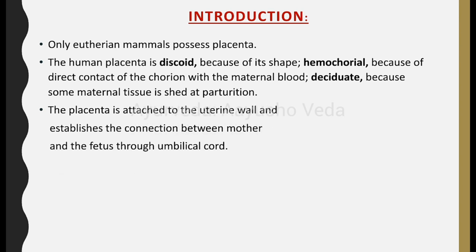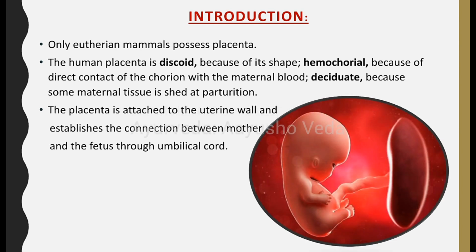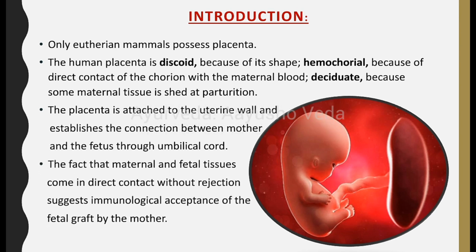The placenta is attached to the uterine wall and establishes the connection between mother and the fetus through the umbilical cord. In this picture, you can see the attachment of the fetus with the placenta. The fact that maternal and fetal tissues come in direct contact without rejection suggests immunological acceptance of the fetal graft by the mother.